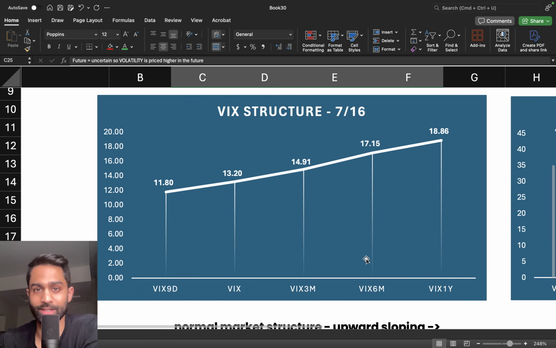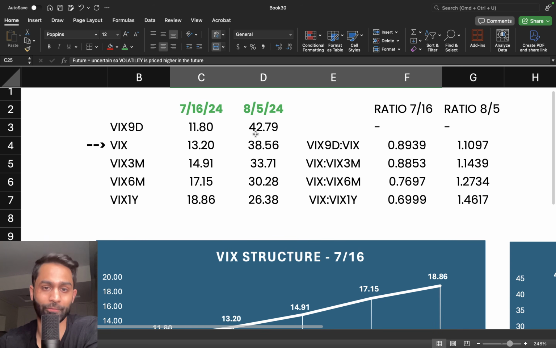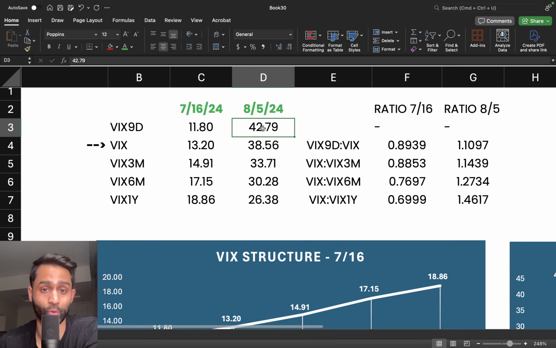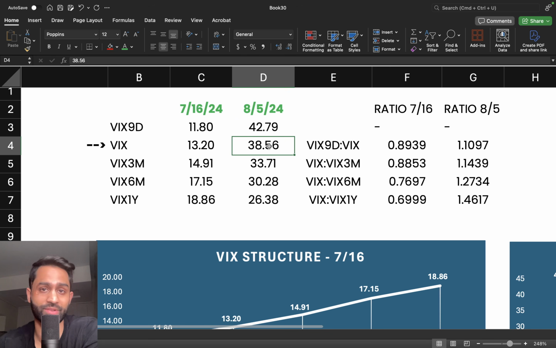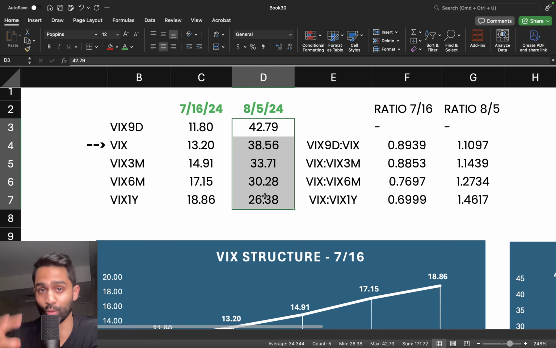But what we witnessed on August 5th, which was Monday, when volatility across the board spiked, the curve switched, because now you've got short-term volatility, 9 days at 42. That's the closing price for these levels. The normal VIX closed at 38.56, even though it peaked at over 65, which we talked about on the channel multiple times over. The 3-month closed at 33, 6-month closed at 30, 1 year closed at 26. So you can see that it actually came down significantly.